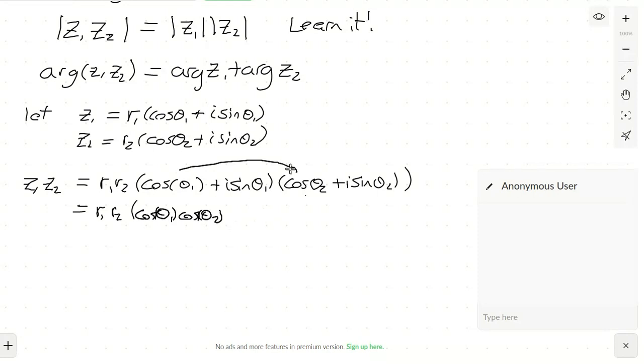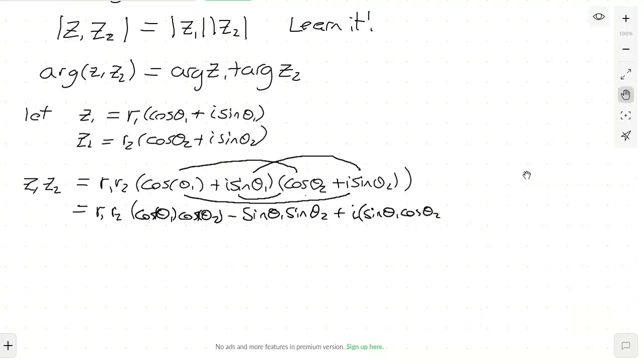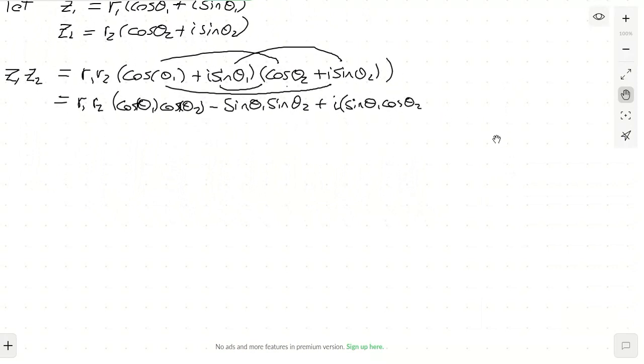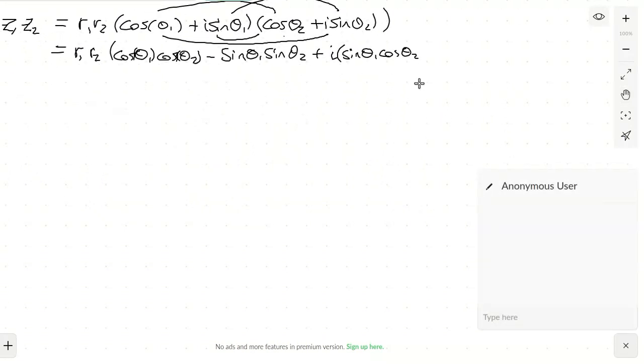When you do i sine theta 1 and i sine theta 2, the i squared is going to make -1, isn't it? So it's going to be minus sine theta 1 sine theta 2. And then we have the imaginary components, where you do that times that and that times that. That's going to be plus i times, in a new bracket, sine theta 1 cos theta 2, and then the other way round, sine theta 2 cos theta 1.